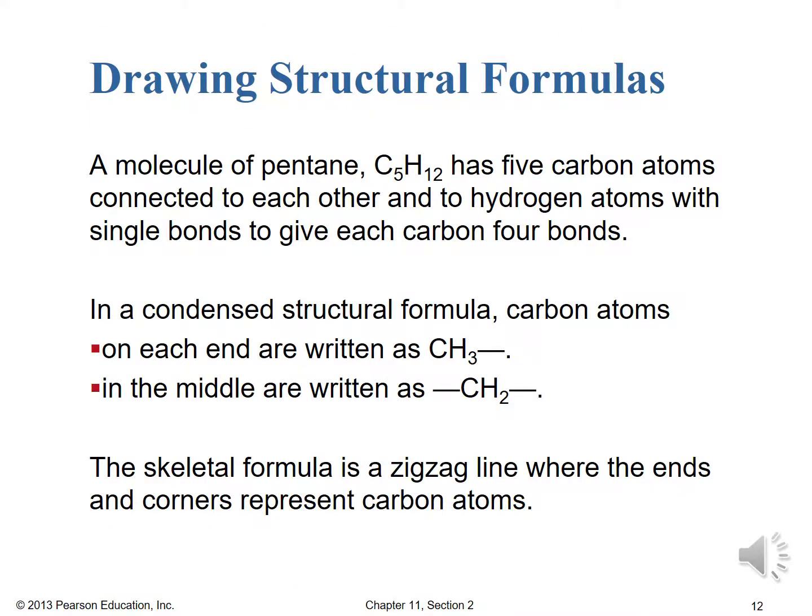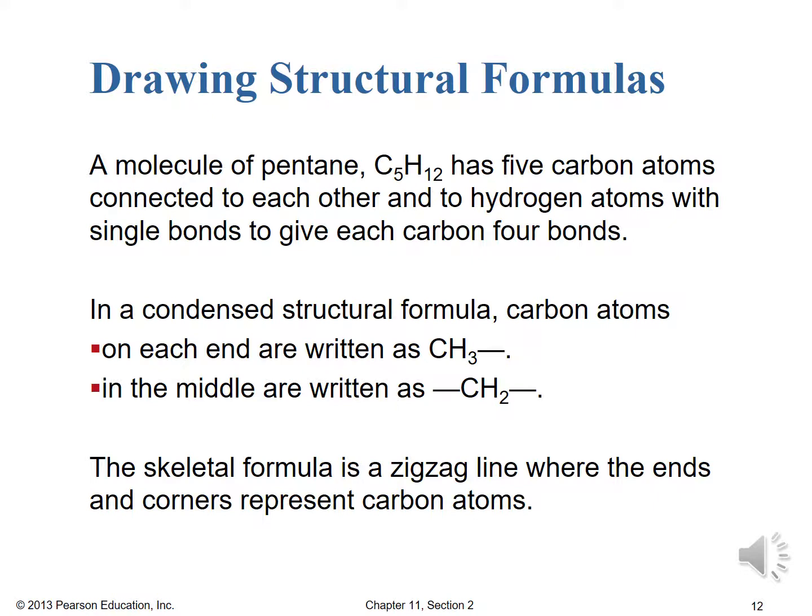Okay, so here's some advice to help limit confusion on those structural representations. If we're drawing structural formulas of something like pentane, C5H12 rather, sorry, it has 5 carbon atoms connected to each other and to those hydrogen atoms with single bonds to give each carbon 4 bonds. So the terminal carbon groups will have 3 bonds to hydrogen. The carbon groups inside the molecule will have just 2 bonds to hydrogen.